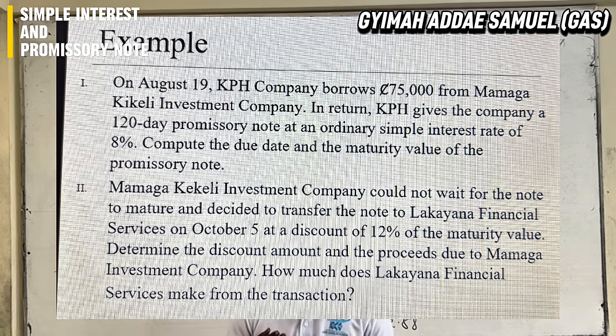Mamaga Kekeli Investment Company could not wait for the note to mature and decided to transfer the note to Lakayana Financial Services on October 5th at a discount of 12% of the maturity value. Note that we said when transferring there will be a discount because the third party would have to bear the risk whether the borrower will pay the money or not.